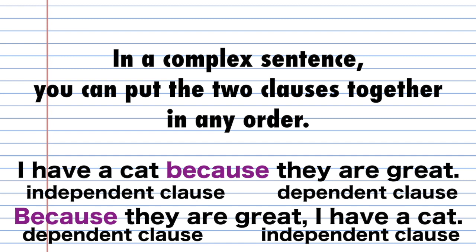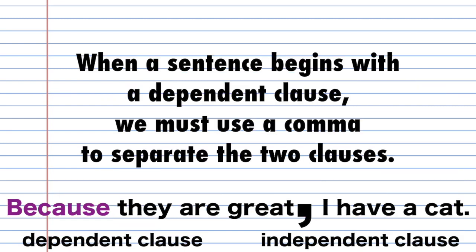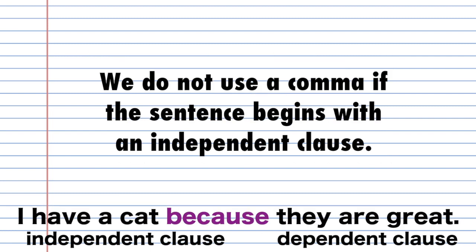In a complex sentence, you can put the two clauses together in any order. When a sentence begins with a dependent clause, we must use a comma to separate the two clauses. We do not use a comma if the sentence begins with an independent clause.